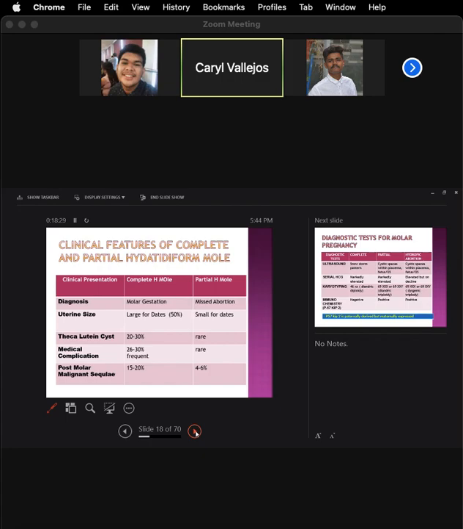For the uterine size, the complete hydatidiform mole is large for dates, and partial hydatidiform mole is small for dates or at par with the age. Theca lutein cysts are usually 20 to 30% present in your complete hydatidiform mole, however rare in your partial mole. Medical complications are frequent in your complete hydatidiform mole, however rare in your partial. And post-molar malignant sequelae is 15 to 20% in complete hydatidiform mole, however 4 to 6% in your partial hydatidiform mole.